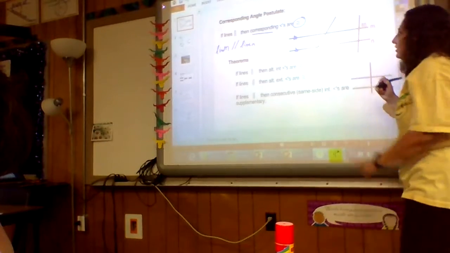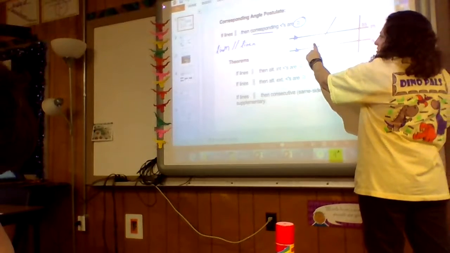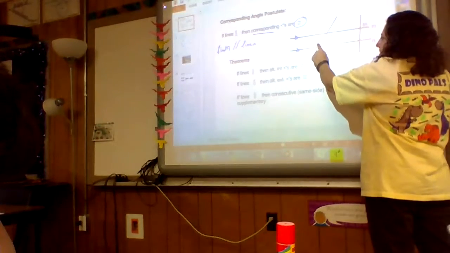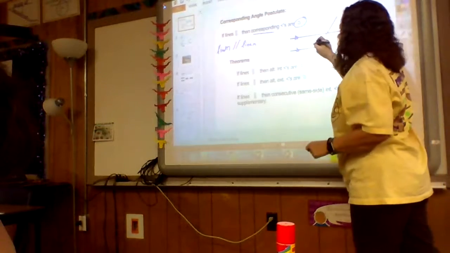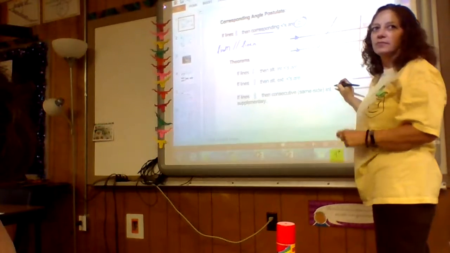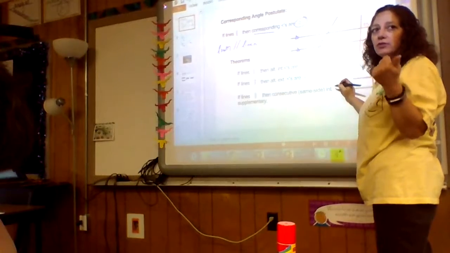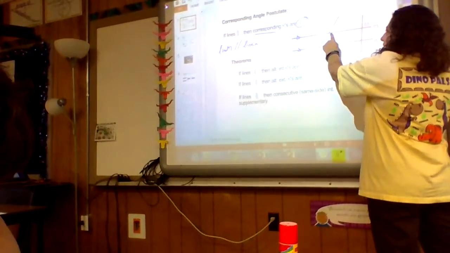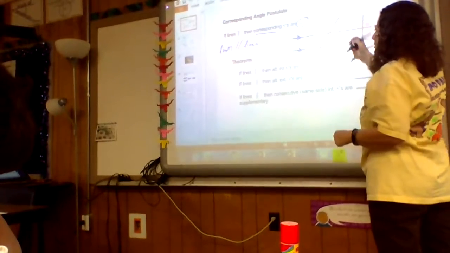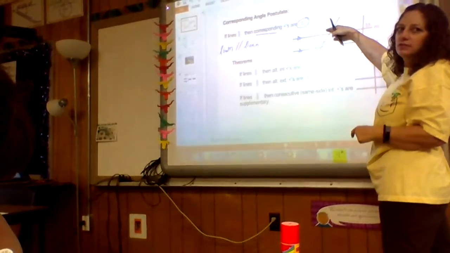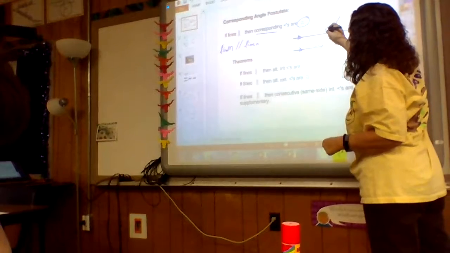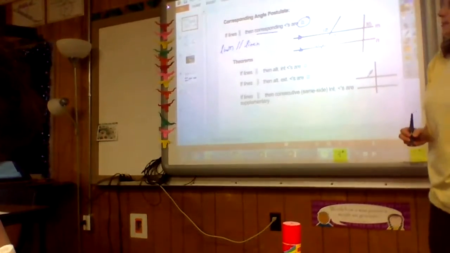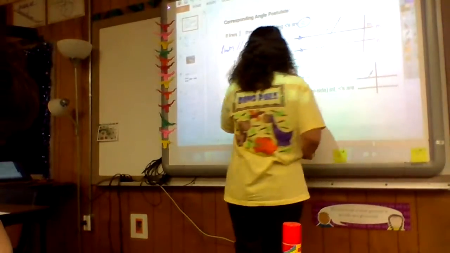Now, if this is 110, Holly, how many degrees is this angle? 70. Or that's 110, because it's what kind of angle? It's a vertical angle. Vertical angles are congruent. And by my corresponding, this angle is also congruent because it's what kind of angle? Vertical. So I want you to take a look real quick at those angles, and then let's look at the next two theorems.